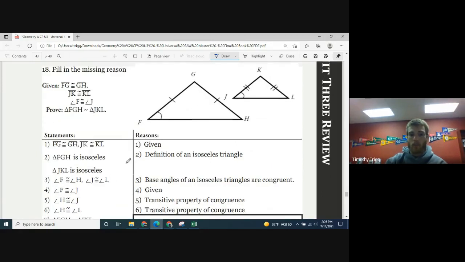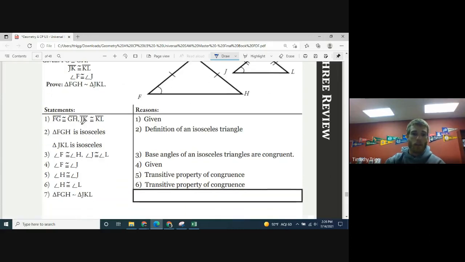So they give you a bunch of information, but you could see from the picture we have these little tick marks, which means those are congruent to each other. These tick marks here mean that JK is congruent to LK, right? And then we also have this swoosh marker at angle J and angle F. So that tells us that those two angles are congruent.